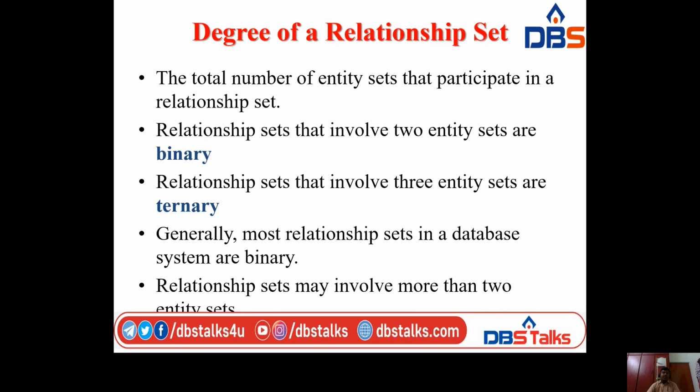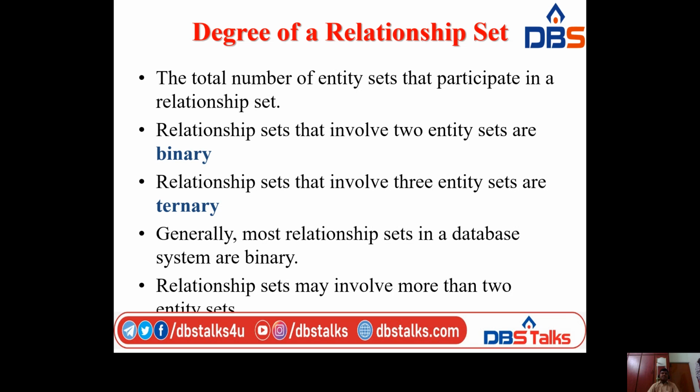Next comes the degree of a relationship set. Different types of relationships are there, and some degrees of relationships are there. How many entities we are joining or creating the relationship between, how many sets of entities, that is called degree. The total number of entity sets that participate in a relationship is called the degree. Here, the relationship sets that involve two entity sets are binary. Already we know what binary means. Binary contains two. If two entity sets are involved in a relationship, the degree is two, and it is called a binary relationship, binary degree.